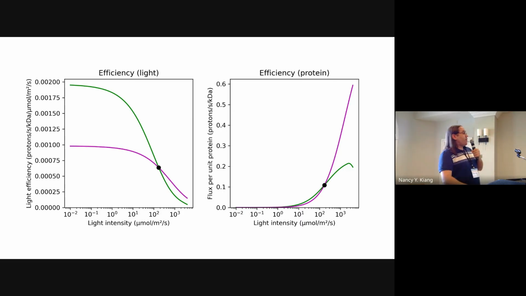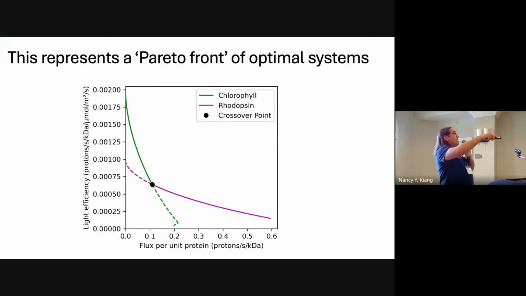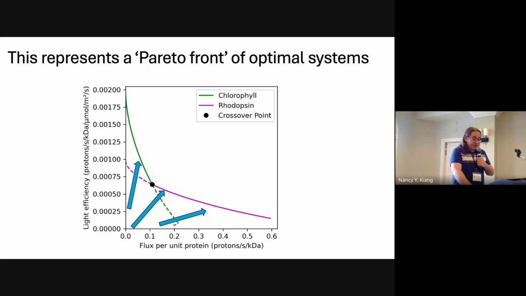And you can graph these 2 variables against each other because this is a trade-off. There's a fundamental thermodynamic trade-off between flux and yield in a lot of biochemical reactions. So you graph this trade-off, each of them has a trade-off, and they cross. Together, they represent this Pareto front of optimal systems, that everything's going to evolve up to. Each of them represents an optimal solution in certain environments.